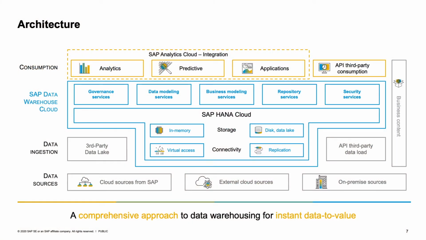Looking at the architecture of Data Warehouse Cloud, there are many different components that eventually build up the solution. As I already explained earlier, as part of the ecosystem Data Warehouse Cloud is placed in, you can see from that picture that it's not only the core components of Data Warehouse Cloud, like the governance services, data modeling services, or business modeling services, but there are also two other main components in this picture, namely the HANA Cloud component or technology that Data Warehouse Cloud uses for its storage, in-memory and disk storage, but also mainly for its connectivity capabilities.